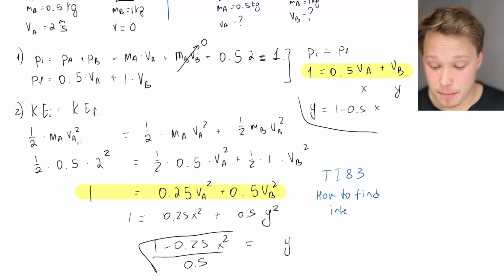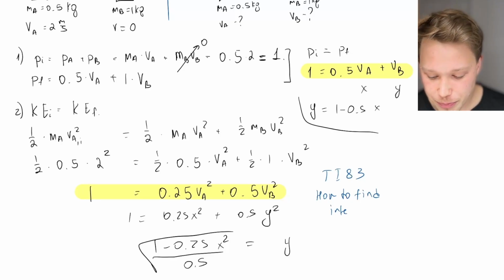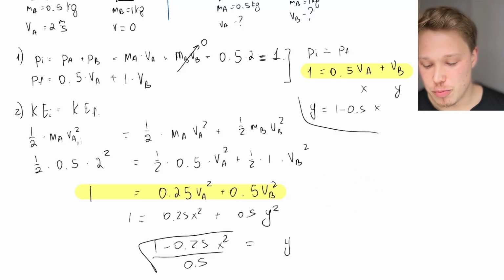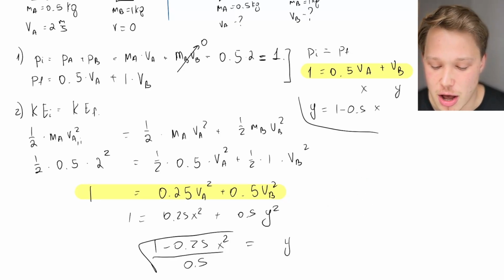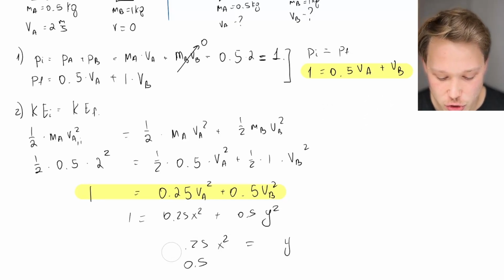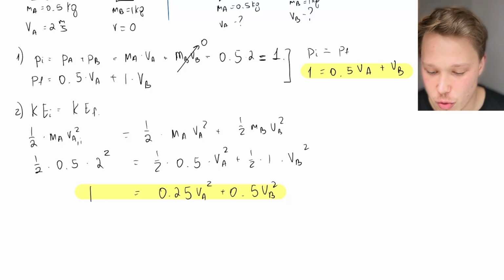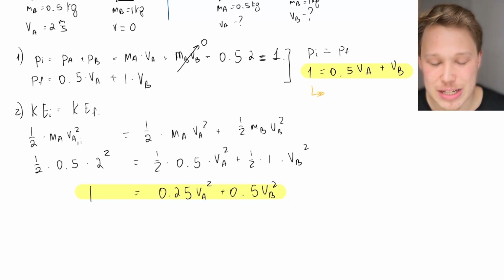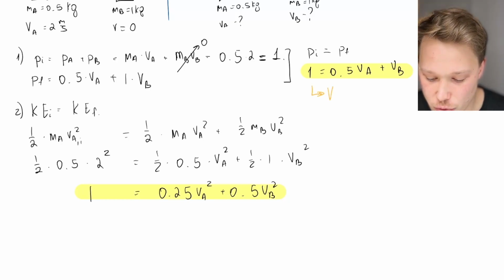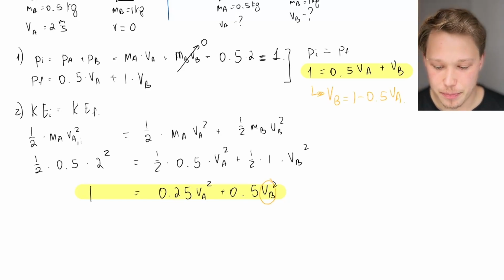So you can pause the video and actually try to solve this on your own and see if you get the same answer as I will. But for those people who are not fans of calculators, let me show you how to solve this without graphing. Once again, we have these two equations. I'm going to solve this by using substitution. So I'm going to rearrange this for V of B: 1 minus 0.5 V of A. And I'm going to plug this over here.